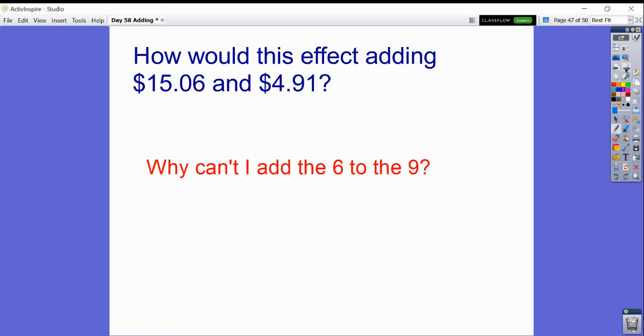Why can't I add the 6 to the 9? Because they're different values. I'm not going to add pennies and dimes together and tell you how many "pimes" I have. No, that doesn't make sense. We don't use pimes. So instead, we have to know how many pennies and how many dimes we have. We have to add the things that are in the same place value.